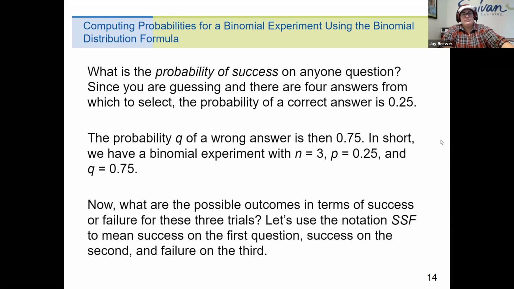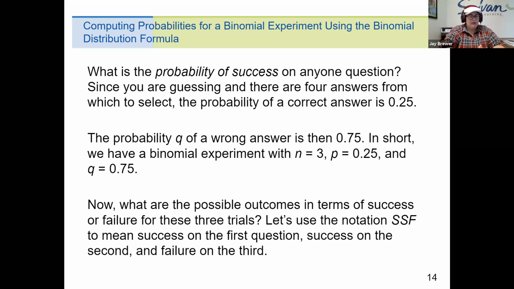What is the probability of success on any one question? Since you are guessing and there are 4 answers from which to select, the probability of a correct answer is 0.25. The probability of a wrong answer is 0.75. Now, if you took the SAT or if you're going to take the SAT, those are a little bit different because the answer choices are 5. So you would have 0.2 and 0.8.